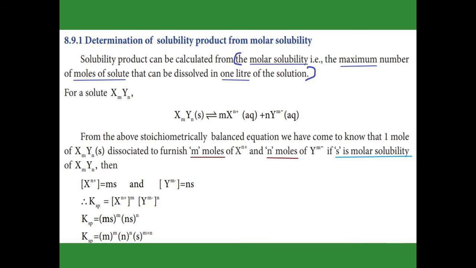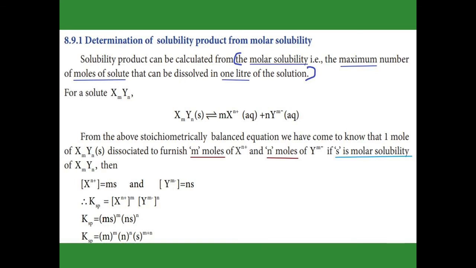Solubility product can be calculated from the molar solubility. What does molar solubility mean? It is the maximum number of moles of solute that can be dissolved in 1 liter of the solution. We already know the strongly soluble salt is called the solute here. Don't confuse with that. The strongly soluble salt is only called a solute.